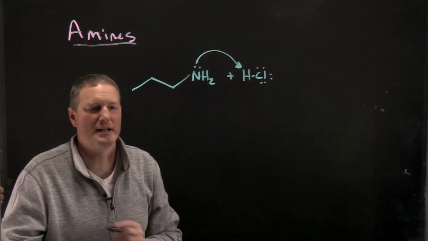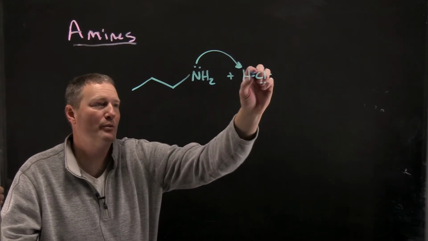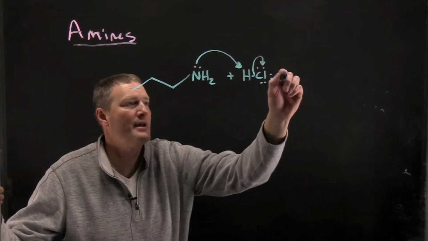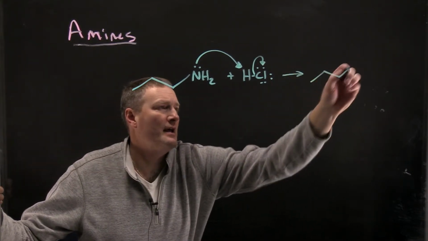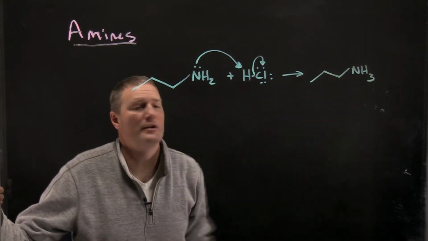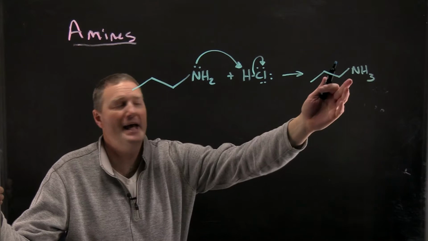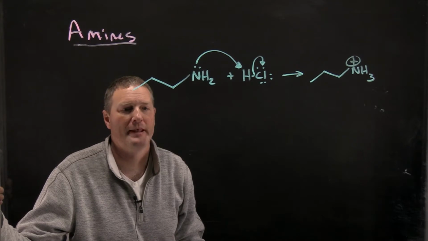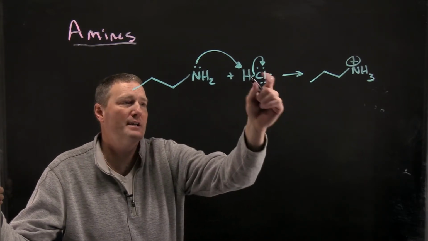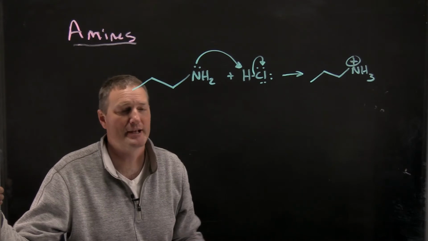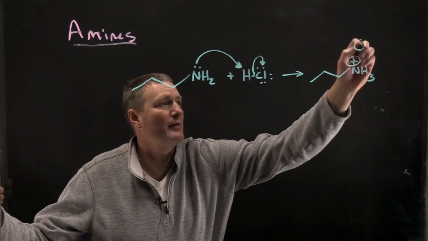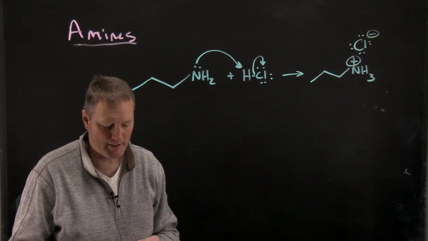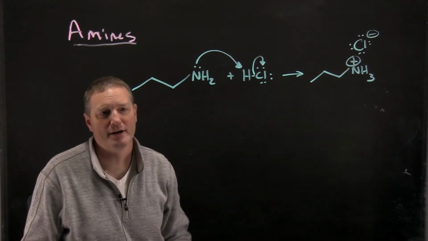Let me just put my lone pairs on HCl. When that happens, the bond in HCl will break, and the electrons between the hydrogen and the chlorine will go over and reside on chlorine. So what you end up getting is an NH3 group. When nitrogen has 4 bonds attached to it, it has a charge of plus 1. The chlorine that's released, now with 8 electrons, is a Cl- anion, and we pair that up with our positively charged ammonium group.